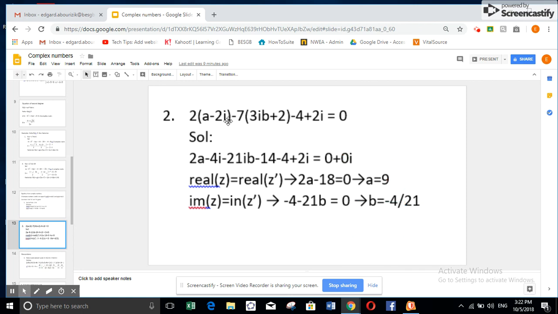Another example: find also a and b so that these two are equal. 0 means I can write it as 0 plus 0i. I expand 2a minus 4i minus 21ib plus 2 minus 4 plus 2i, etc., equal to 0. So here the real part, the things without i, 2a minus 14 minus 4 is minus 18, equal to 0, so a is 9. Here the things with i, you have minus 4 and plus 2. So this is minus 2. Let me correct it. This is minus 2. So minus 2 minus 21b equals 0. So b will be minus 2 over 21.